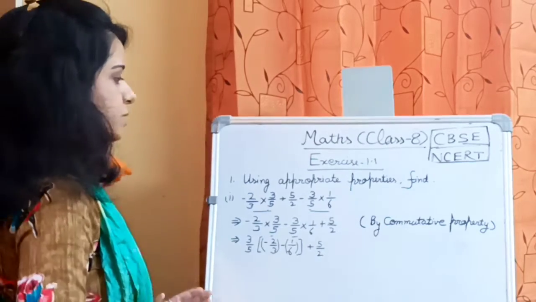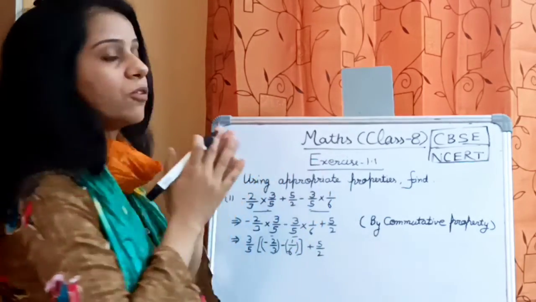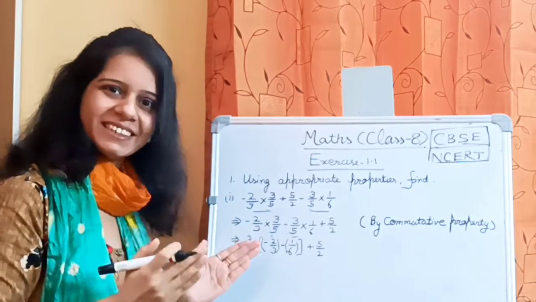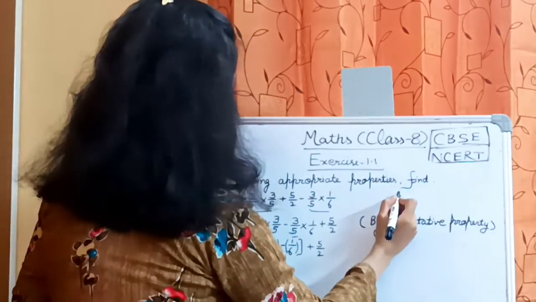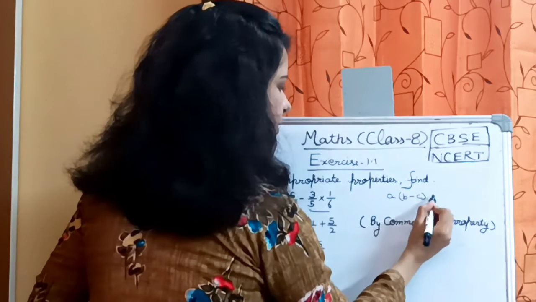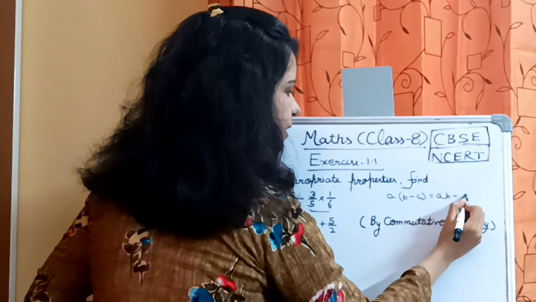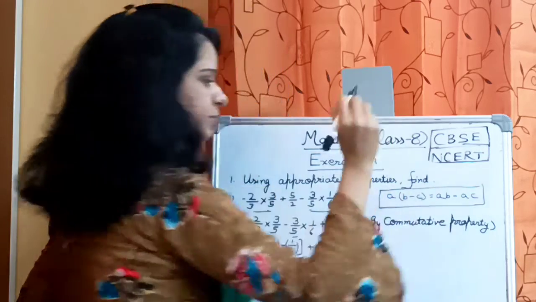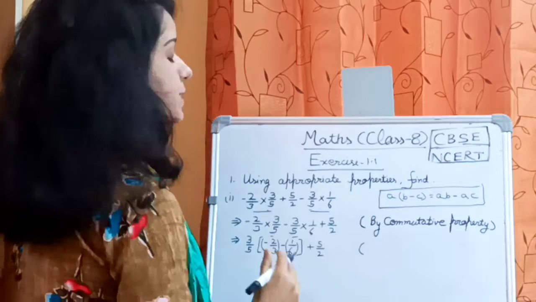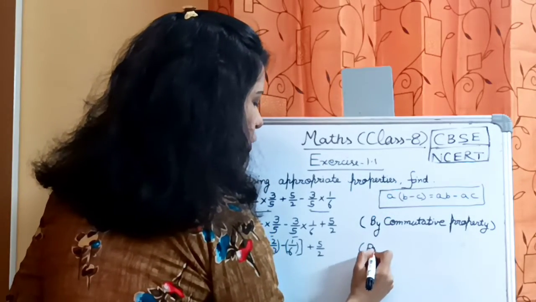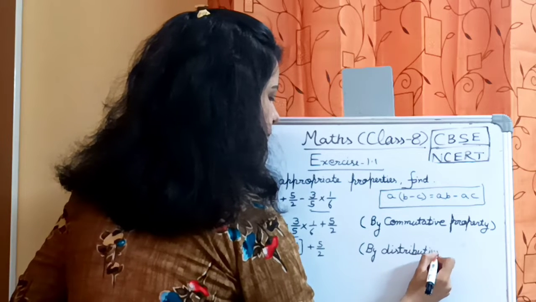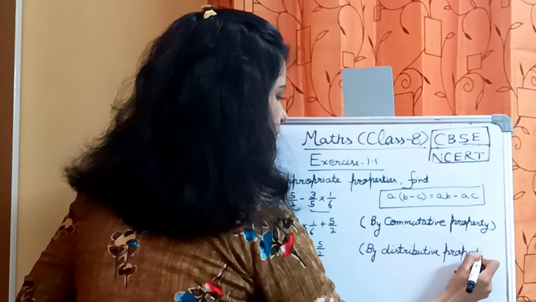Okay? Because we need to use appropriate properties of rational numbers, so here we can see that we are using distributive property. Isn't it so? What does distributive property say? A multiplied by B minus C within bracket equals A multiplied by B minus A multiplied by C. Okay. Here we will write, because we are using distributive property here, so it is necessary to write by distributive property. Okay.